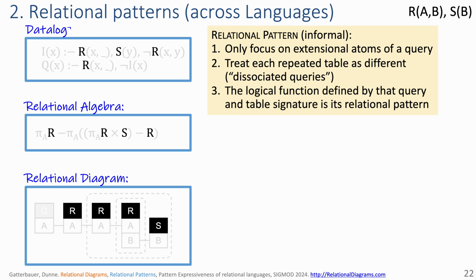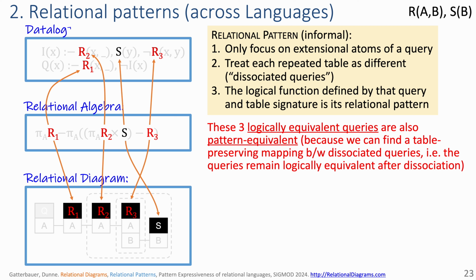We focus only on the extensional atoms. These may be represented in different ways in different languages, but every relational language needs to reference the input tables. We dissociate the queries. That means we treat each of the tables as distinct. And then we are trying to see whether there is some mapping between these dissociated tables across the queries that preserves logical equivalence of these expressions. That means they continue to express the same logical function. Here we found it, and thus these 3 queries are not just logically equivalent, but they're also pattern equivalent.